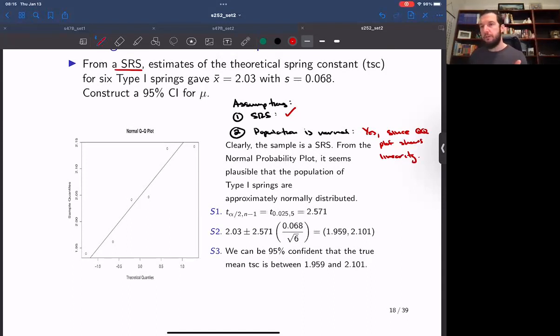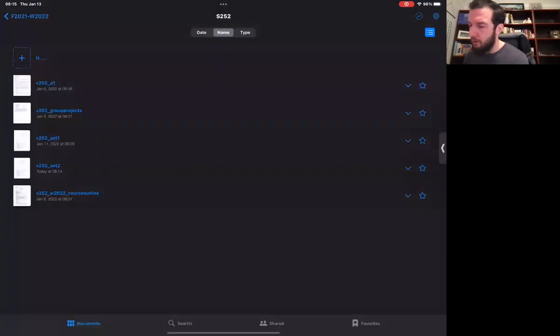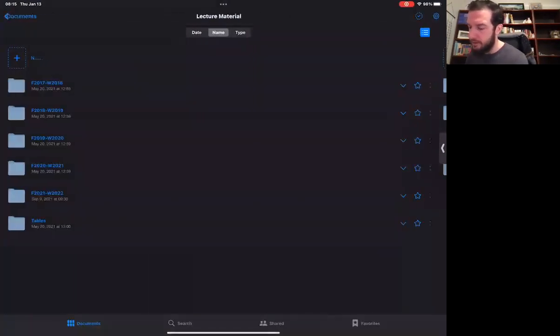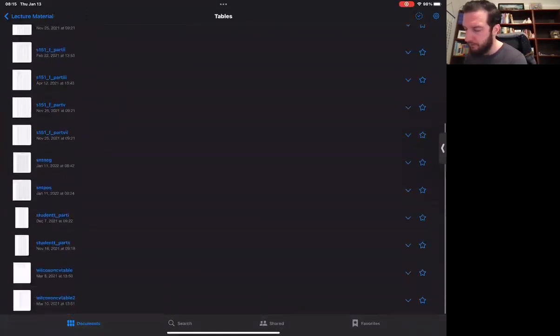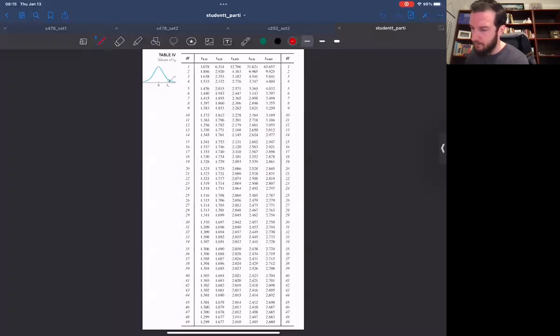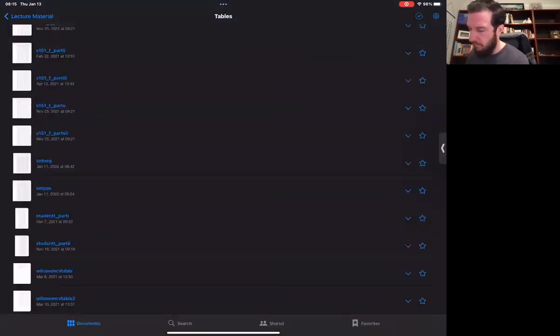Okay, once we have our assumptions checked off, we're just following the same 3 steps that we learned about last class. So we're going to first find our T value in this case. In order to do that, we're going to pull up the student T table. The student T table has 2 pages associated with it.